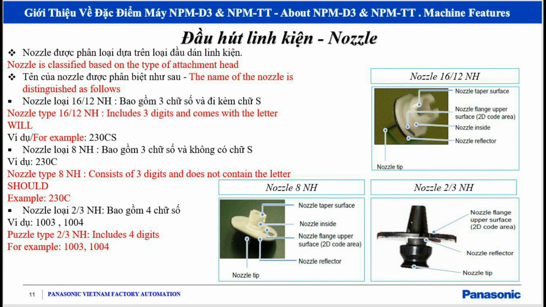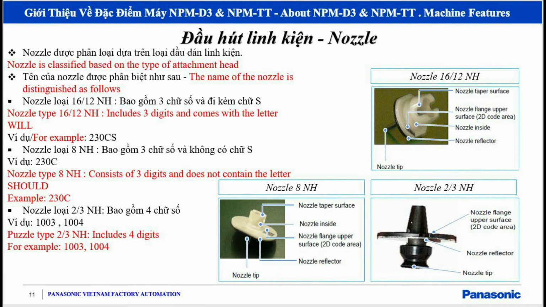8. Part for sucking components: the nozzle. Nozzles are classified based on the type of attachment head. The name of the nozzle is distinguished as follows. Nozzle type 16/12 NH includes 3 digits and comes with the letter S, for example 230S. Nozzle type 8 NH includes 3 digits and no letter S, for example 230C.